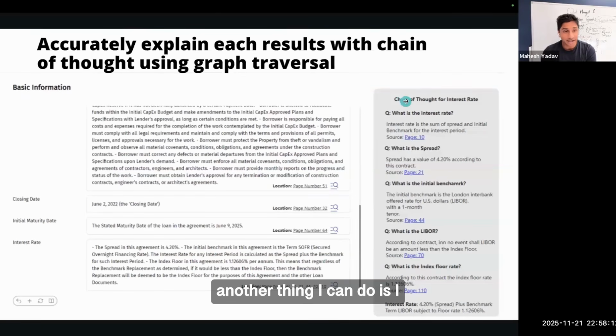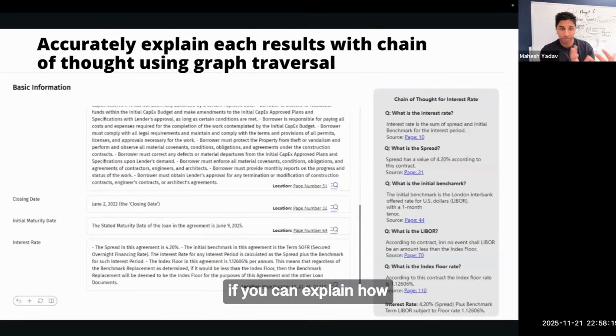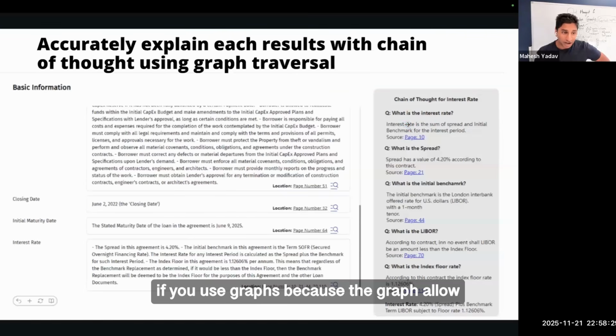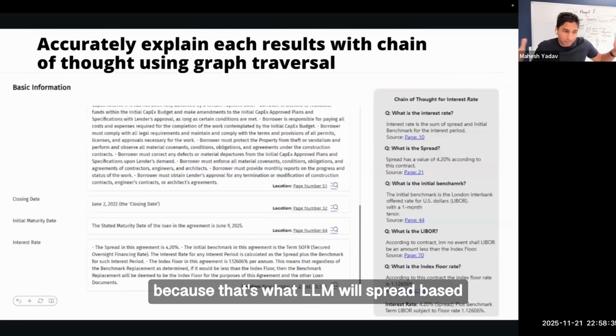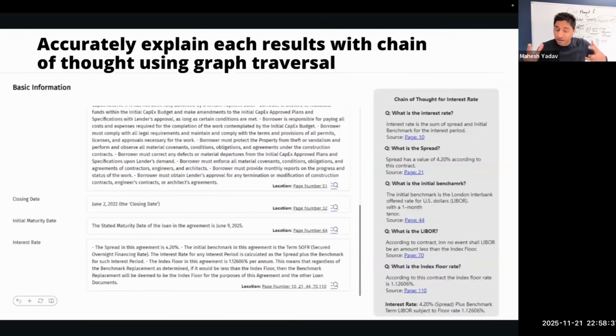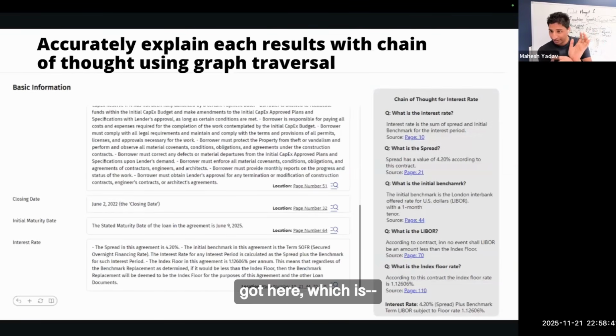Another thing I can do is explain how I got this. Users want to trust these systems if you can explain how you are doing the thing, and they can edit it also. So it's a better taste and better user experience if you use graphs, because the graph allows you to explain the answer. It is not like, what is the interest rate, here is the number, because that's what an LLM will spit out based on the chunks you give it. But if you have a knowledge graph, then you can share the plan on how you got here.